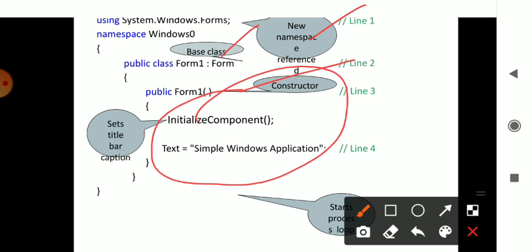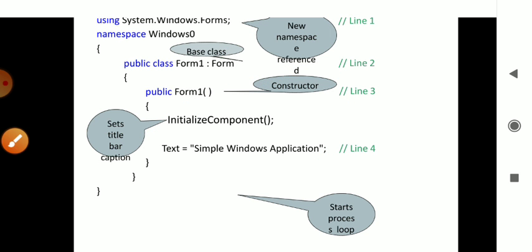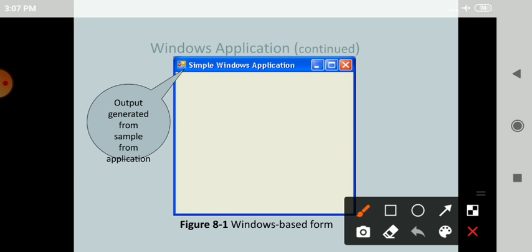So in InitializeComponent, when you are initializing in the beginning, if you want to display something in the text box, you just write Text equals "Simple Windows Application" and it will be displayed on the screen. Here in the title bar we can check that the text being displayed is Simple Windows Application, which is the output generated, and you will be designing with a certain form here.